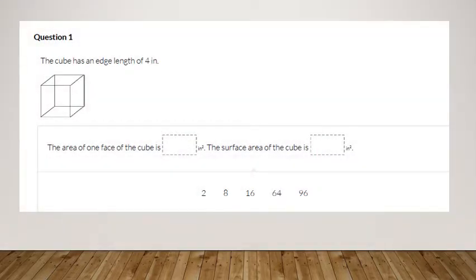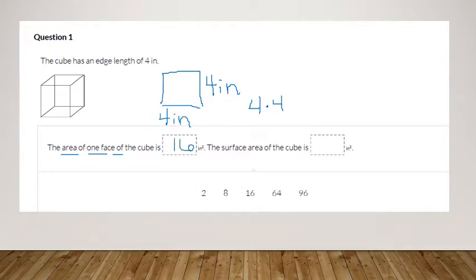The cube has an edge length of 4 inches. On a cube, we know that it is 4 inches for every side because every face of this cube is a square. So if I just had my square, I would know that one side was 4 inches and the other side was 4 inches. If I wanted to know the area of one face, I would say that's length times width, or 4 times 4. So that would be 16.